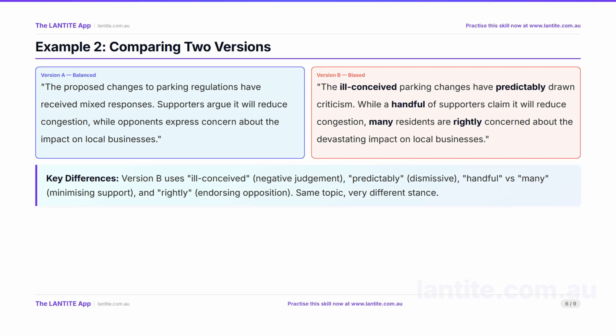Then notice the numbers. Version B says a handful of supporters versus many residents. Handful minimizes the support. Many amplifies the opposition, and the word rightly endorses the opposition's view. The author is telling you which side is correct. Same topic, same basic facts, but the stance is completely different because of the word choices.